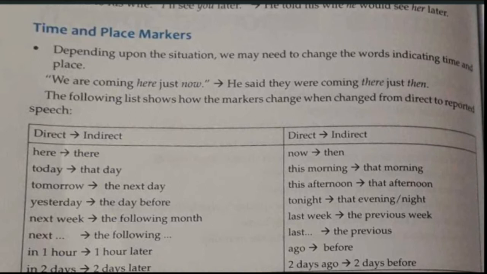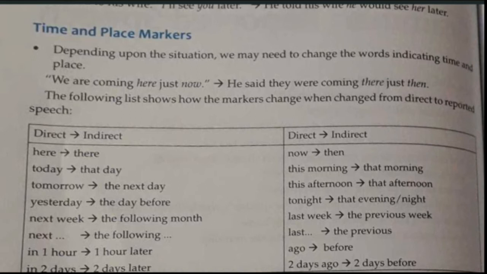Last week is direct speech, and the previous week is indirect speech. Last, the previous is the reported speech. Then ago, direct. Before is indirect. 2 days ago is direct speech. 2 days before is indirect speech. Hope you have understood very well.